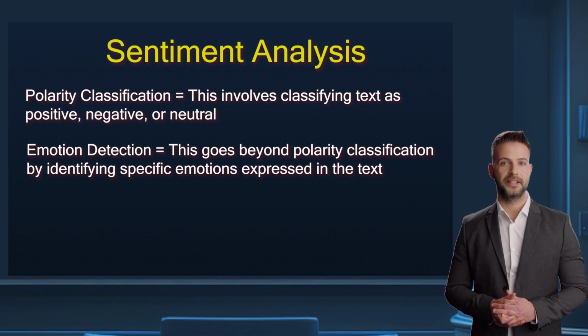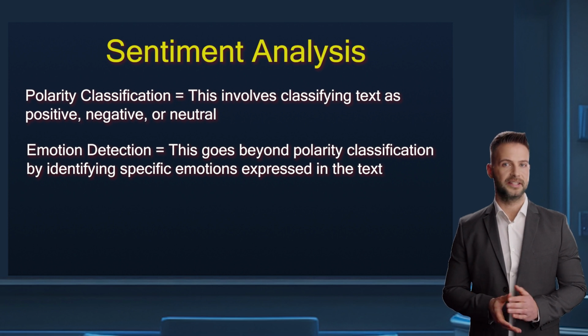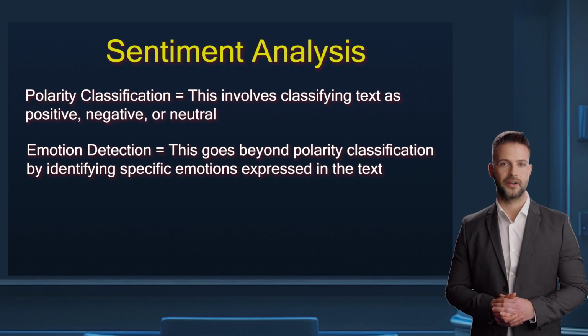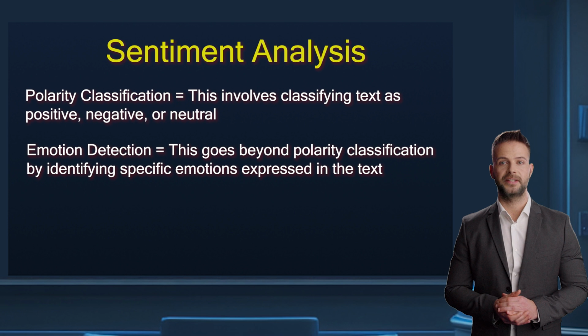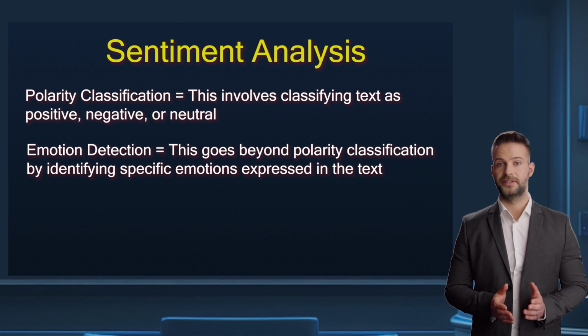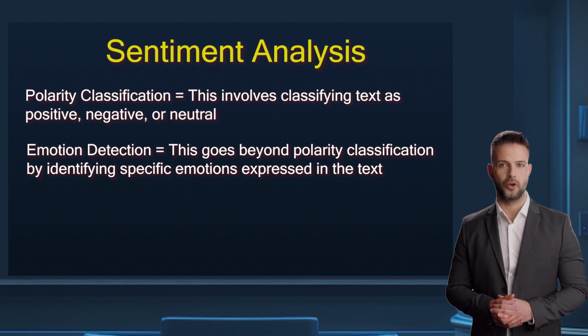Two is emotion detection. This goes beyond polarity classification by identifying specific emotions expressed in the text, such as joy, anger, sadness, or fear. This can provide deeper insights into customer sentiments. Crazy, right? Well, my friend, you are getting into some crazy cool stuff here.